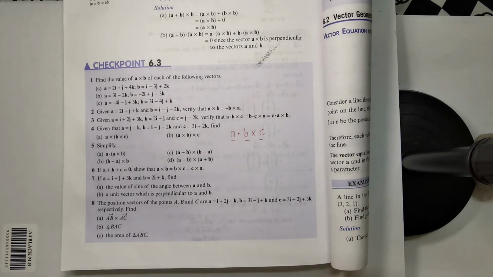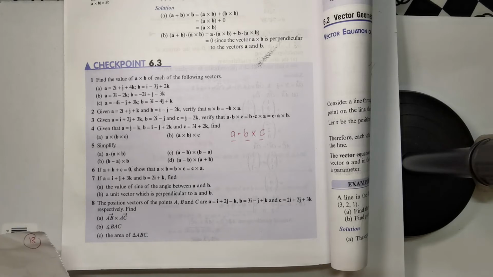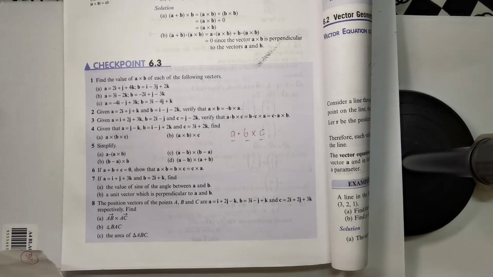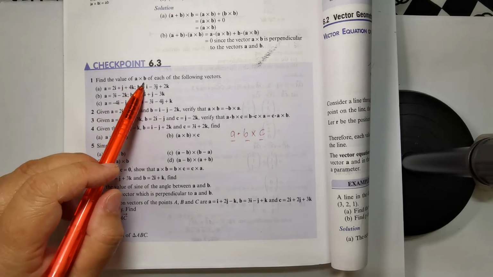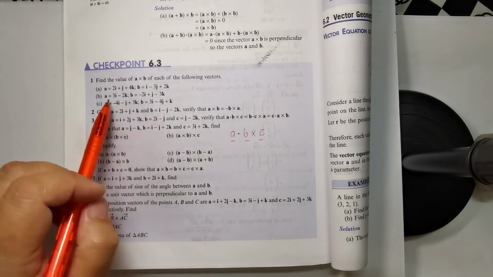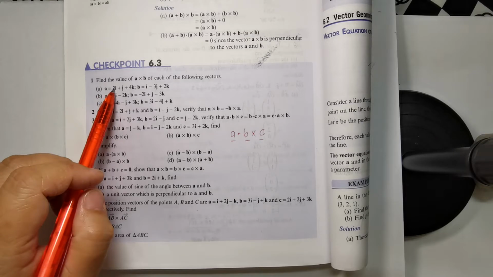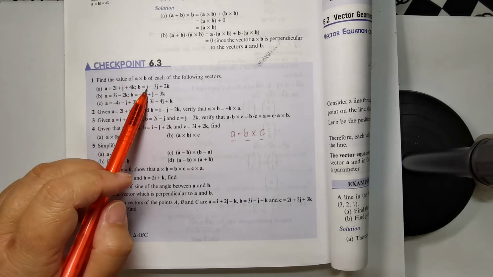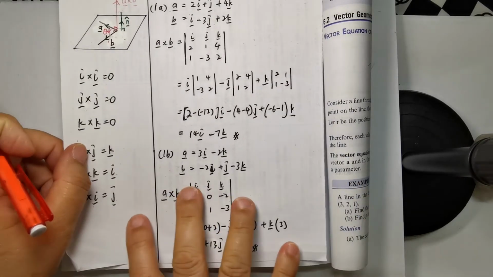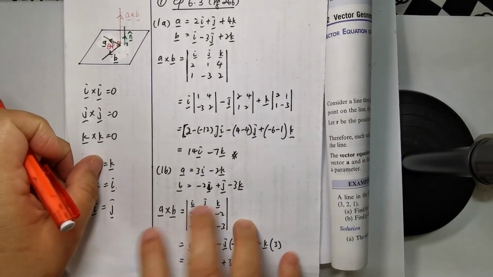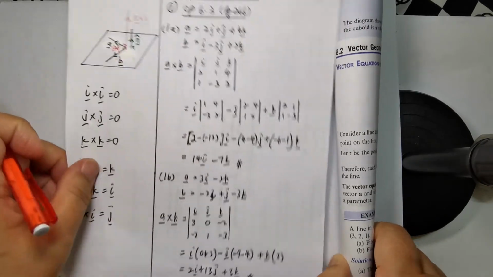So I will discuss question 1A and B. Find the value of A cross B of each of the following vectors. For question 1, A is 2i plus j plus 4k, and B is i minus 3j plus 2k. So find A cross B. Just follow the method that we have discussed just now.